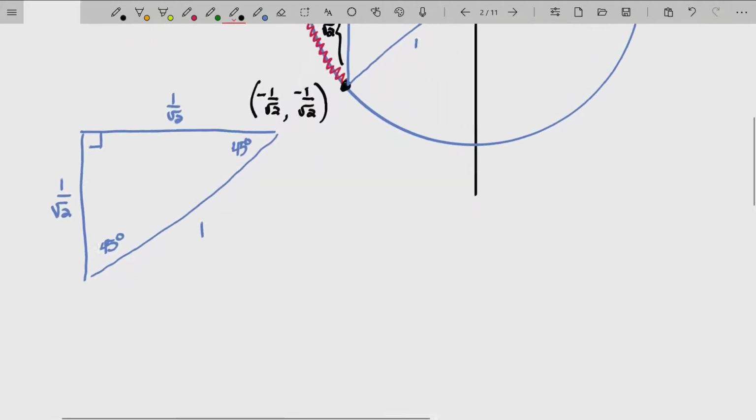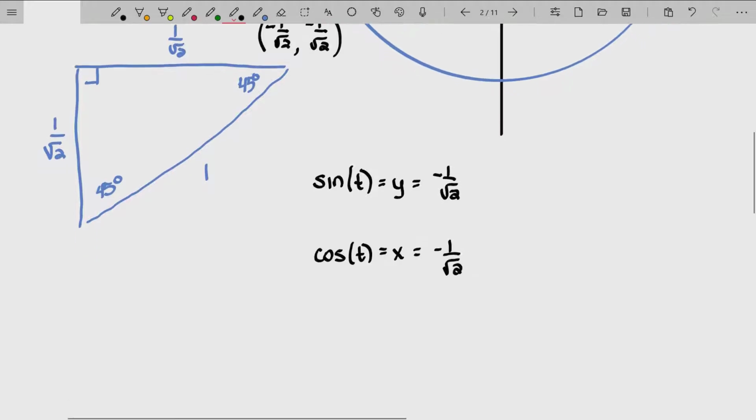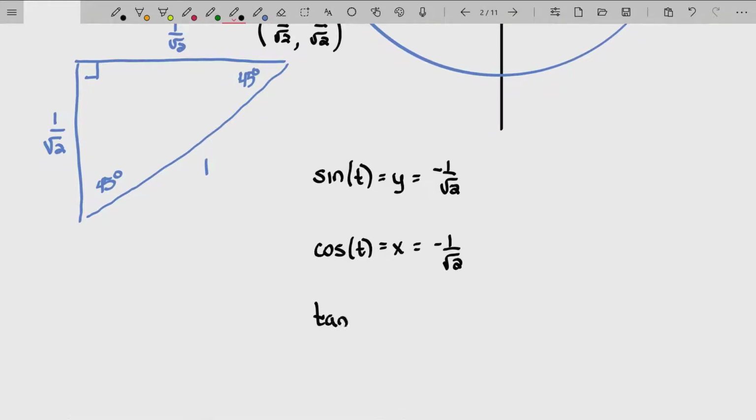So that just takes us rewriting all those values. Remember, sine of t is the y value, so that's going to be a negative 1 over root 2. The cosine of t is the x value on the unit circle, and that's a negative 1 over root 2. And finally, the tangent of t is going to be the y value over the x value, which is a negative 1 over root 2 divided by a negative 1 over root 2, which is a positive 1.